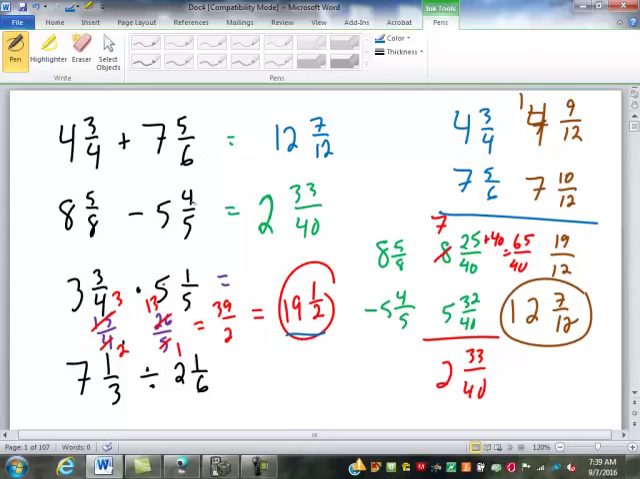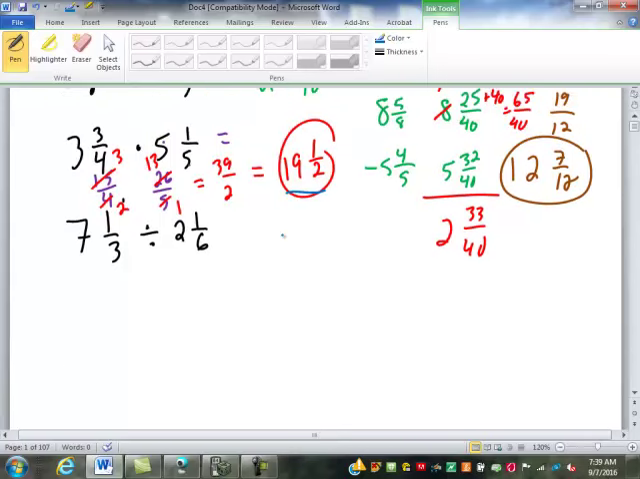You could do the addition as improper fractions, but you're going to get really big numbers to work with. It's easier to leave addition and subtraction as mixed numbers. Multiplication and division, it's easiest to make them improper. As I showed you the other day, I can do these as mixed numbers. It's just a really long process.